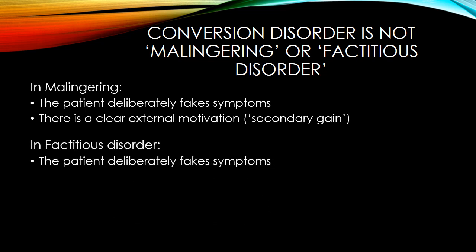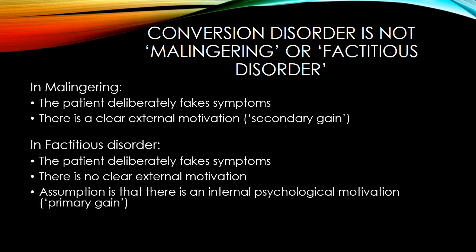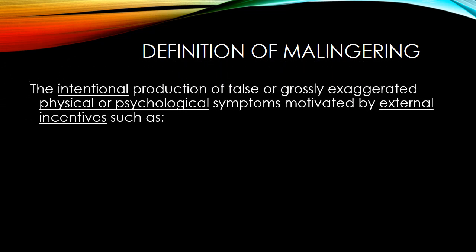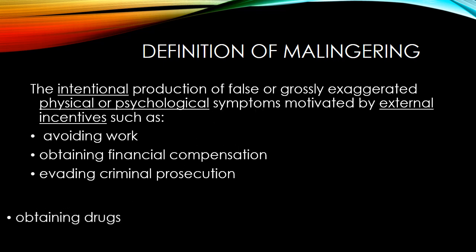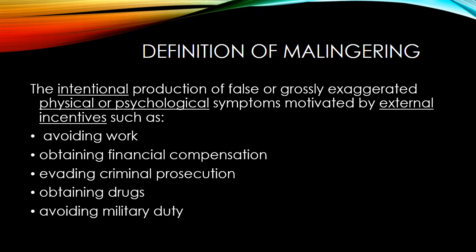In factitious disorder, the patient also deliberately fakes symptoms, but there is no clear external motivation. The assumption is that there is an internal psychological motivation, the so-called primary gain. An example of a factitious disorder would be Munchausen syndrome. So malingering can be defined as the intentional production of false or grossly exaggerated physical or psychological symptoms motivated by external incentives such as avoiding work, obtaining financial compensation, evading criminal prosecution, obtaining drugs, avoiding military duty, etc.